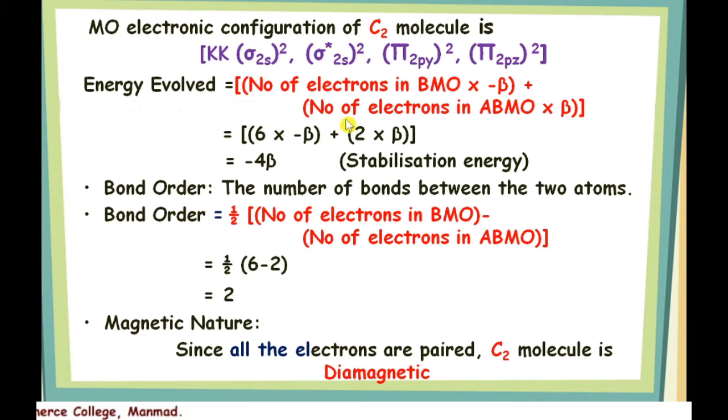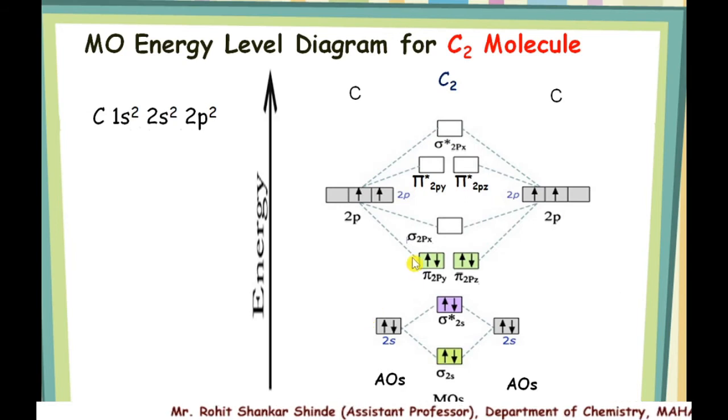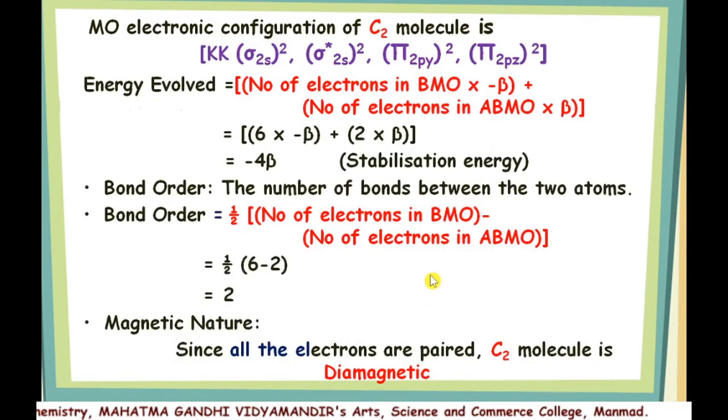case of C2 molecule. Magnetic nature. Since all the electrons are paired in C2 molecule, this molecule is diamagnetic. So let us see the diagram once again. All the electrons present in molecular orbitals are paired, and hence C2 molecule is diamagnetic in nature.